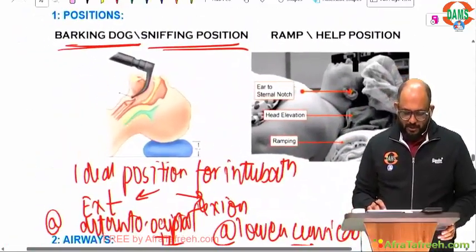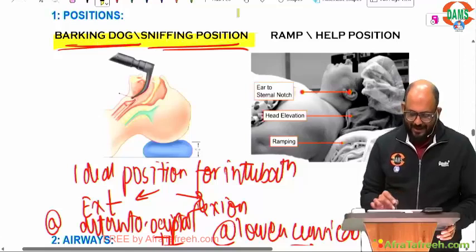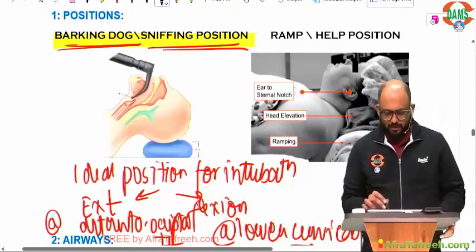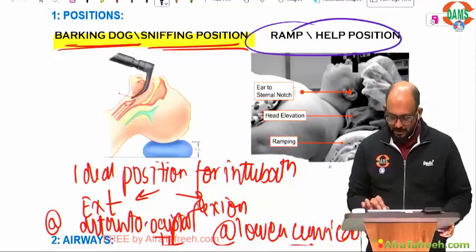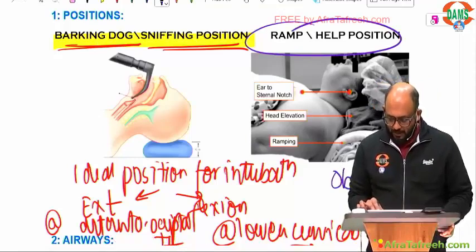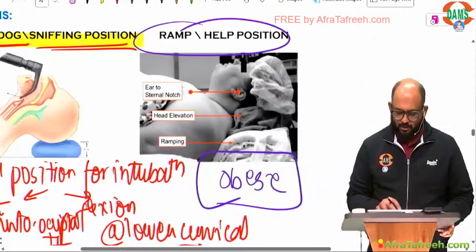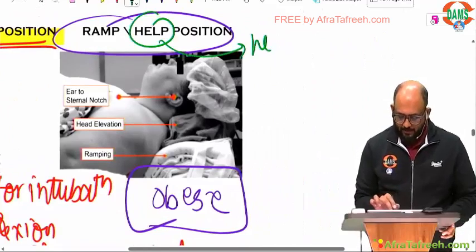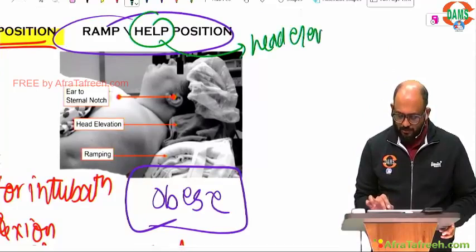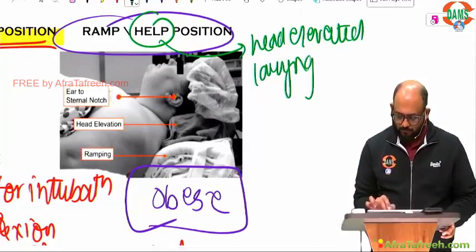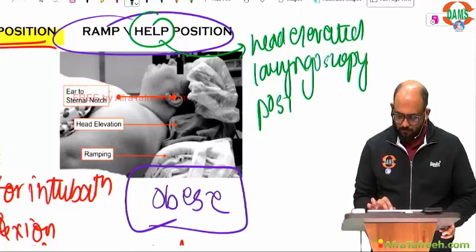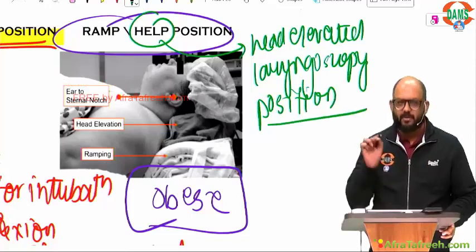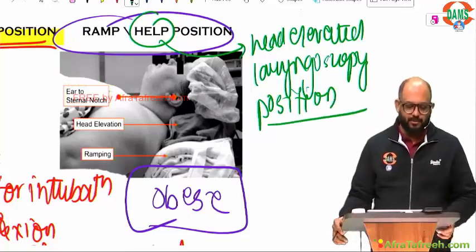So the first position is barking dog or sniffing. Ideal. We know ideal things are not very applicable. So when you have an obese patient, you give HELP or ramp position. What is HELP? Head elevated laryngoscopy position.